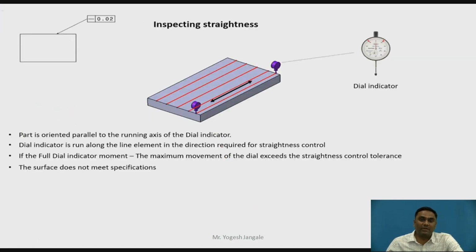So how can this straightness be inspected? It can be inspected with the help of dial indicators. The part is oriented parallel to the running axis of the dial indicator. This is the first thing. Second, the dial indicator is run along the line in the direction required for straightness control. If the maximum movement of the dial exceeds the straightness control tolerance, suppose we are given a range of 0.02 and we have set the same for the dial indicator, if it exceeds, then that edge is not straight. Basically, we can say it in that way.